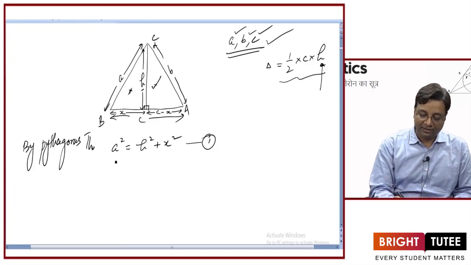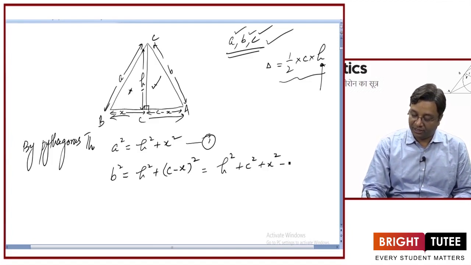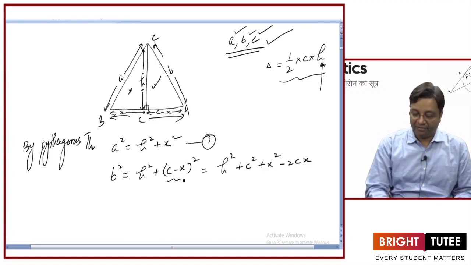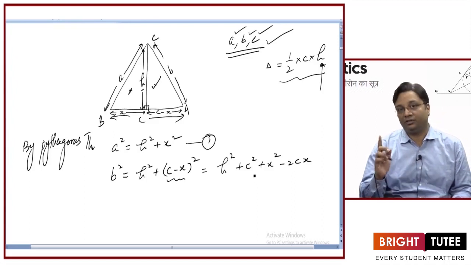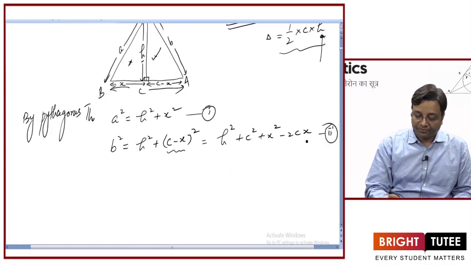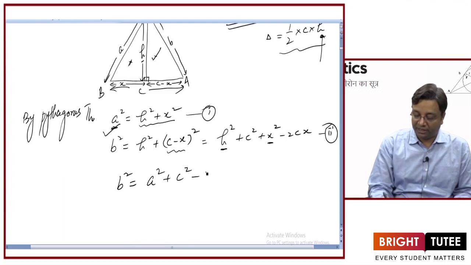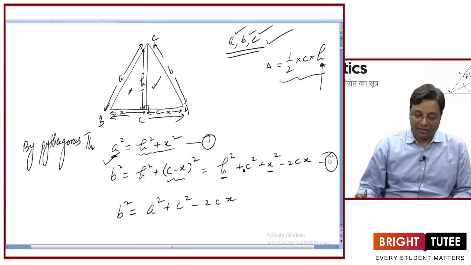If I look at this triangle, I can say b square is equal to h square plus c minus x whole square, which can further be written as h square plus c square plus x square minus 2cx. This is a minus b whole square, so a square plus b square minus 2ab, right? Now, let it be our equation number 2. From here, I can say h square plus x square is equal to a square. So, b square is equal to, if I replace these h square plus x square by a square, so it will be a square plus c square minus 2cx, right?